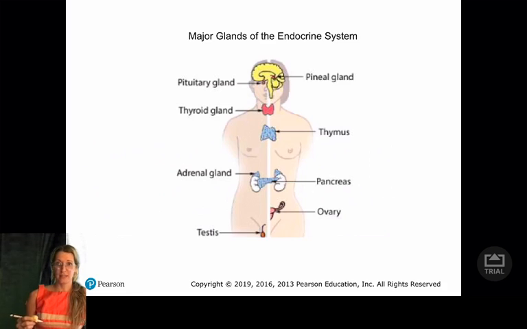There are many glands, major glands of the endocrine system. There are lots of minor glands, but the major glands of the endocrine system are here, and these are the primary ones that we're going to focus on. The pineal gland and the pituitary gland are both in the brain. The thyroid, as you know from lab, is in the throat area, the thymus, the chest. Adrenal glands above the kidneys, and then the ovaries and the testes.